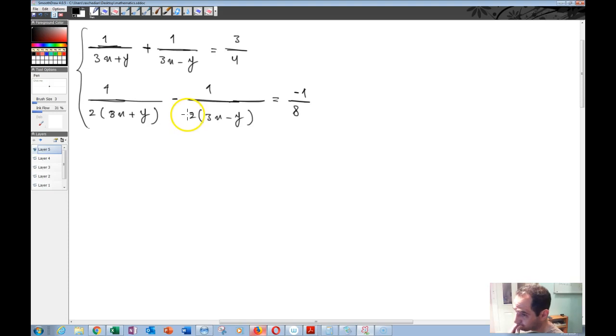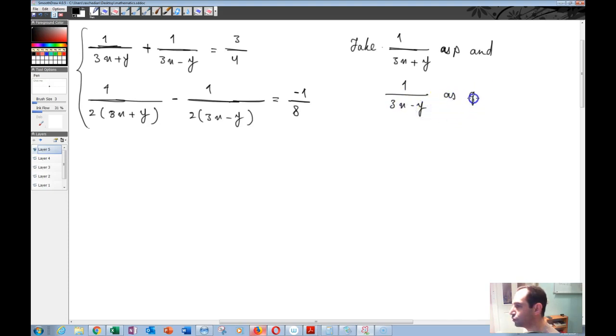So you can take, for example, 1 over 3x plus y as P, and you can take 1 over 3x minus y as Q. Okay, so then you can write this as P plus Q is equal to 3/4.